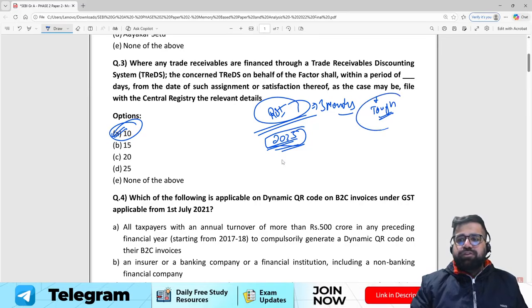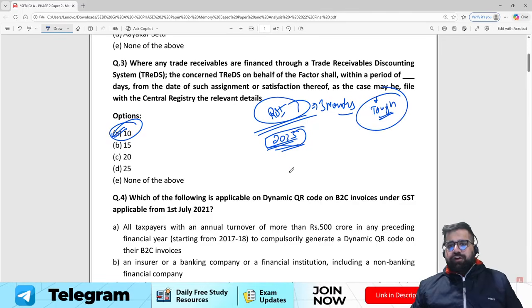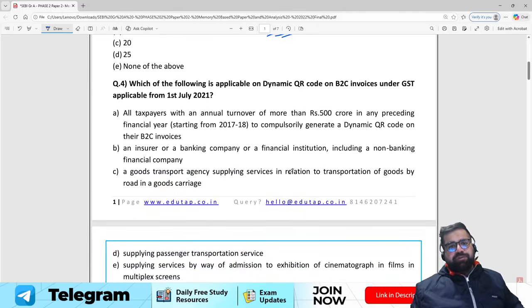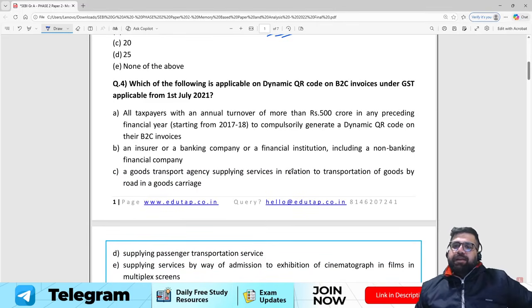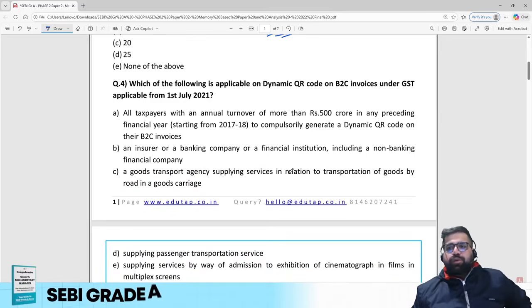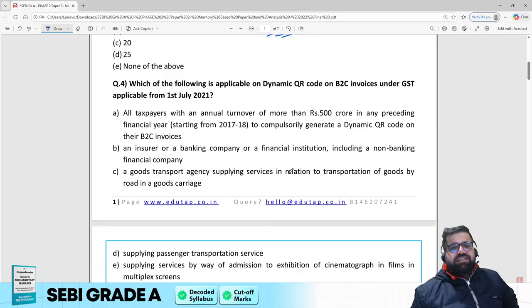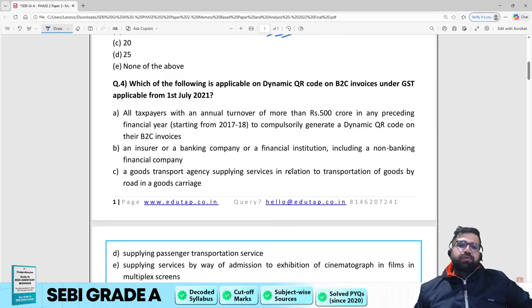Therefore, I will rate this question as tough. Okay, so the first 2 questions were easy, the third one was tough. Which of the following is applicable on dynamic QR on B2C invoice under GST applicable from 1st July 2021?